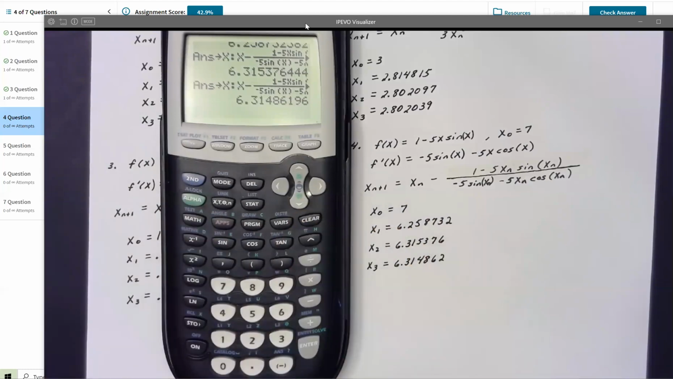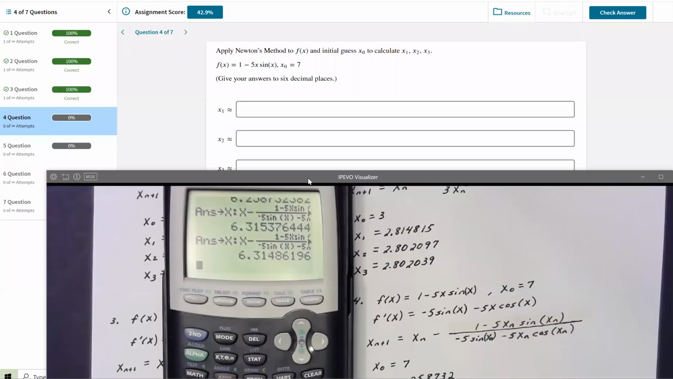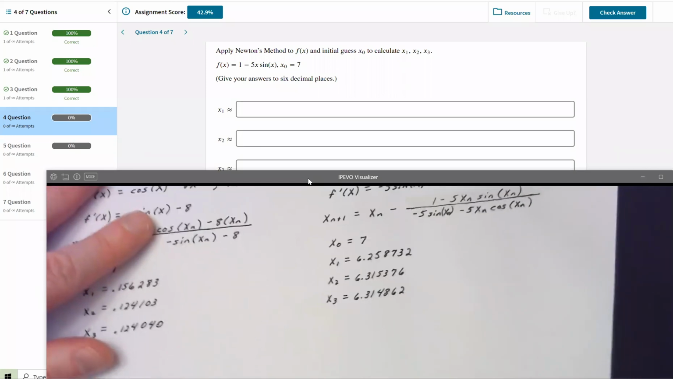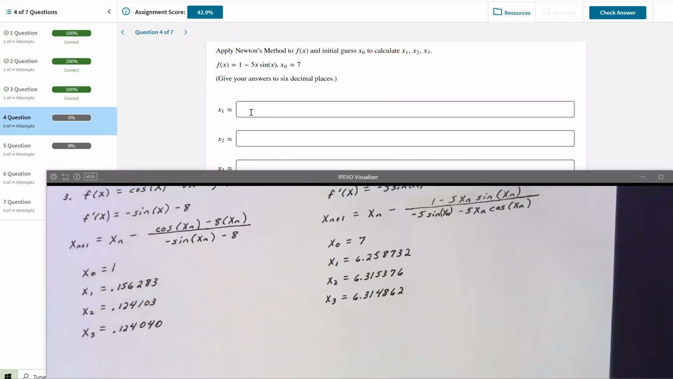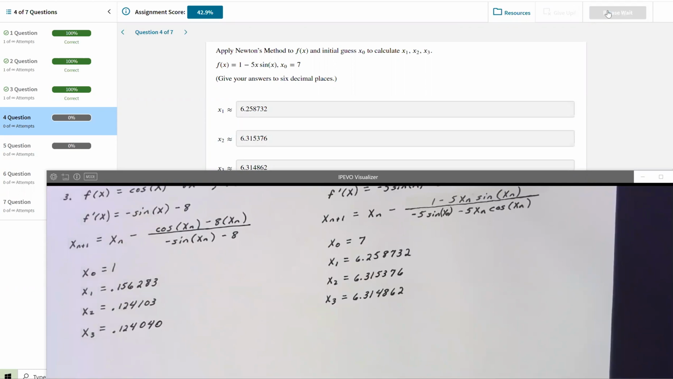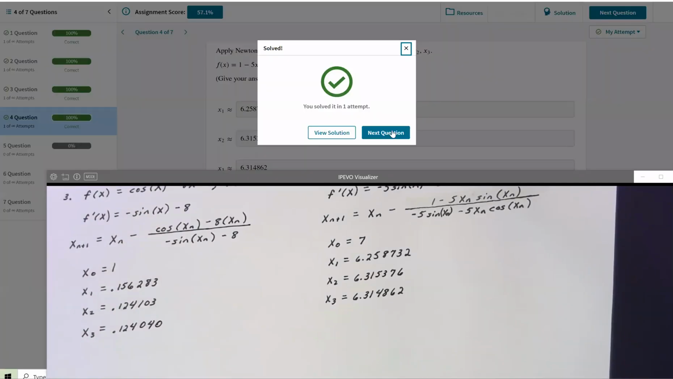Now we'll go ahead and put these first 3 roots in there because that's all Achieve is wanting here. So we already had the original guess of 7. Our first refined guess is 6.258732. Our next value here, 6.315376. And finally, our third refined guess, 6.314862. Check that answer. And Achieve says yes.